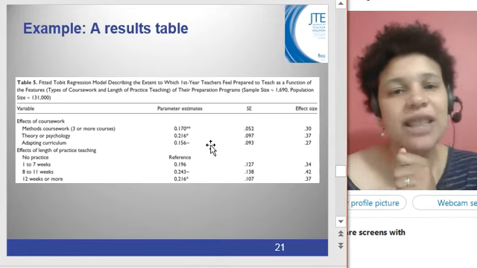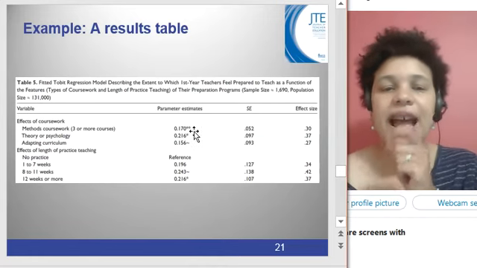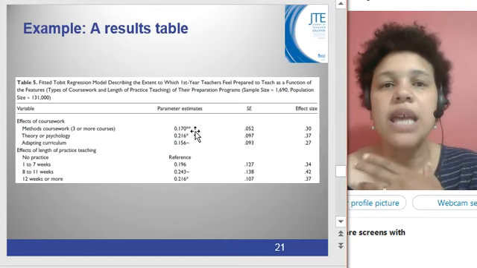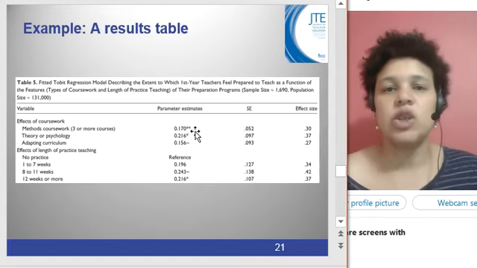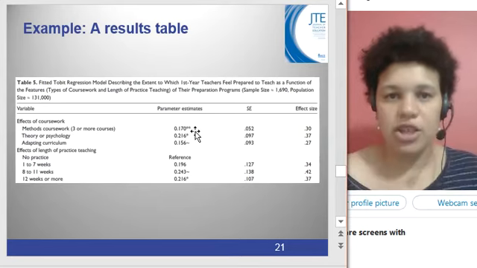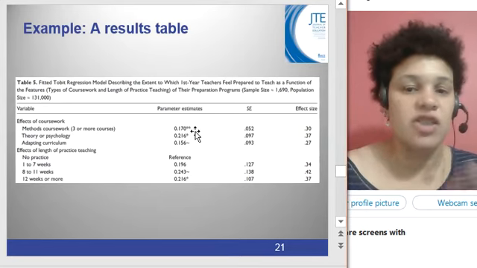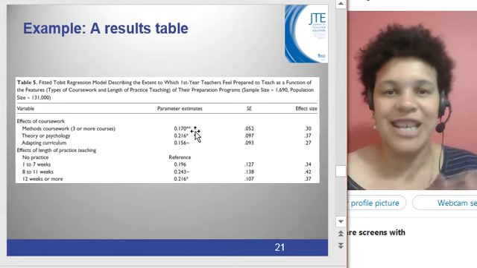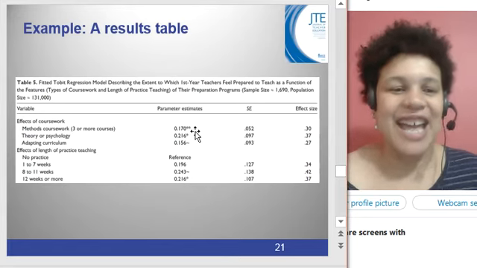And the reason I changed my language a little bit is that the fact that this is statistically significant means that I should be able to generalize to the larger population, teachers in general, not just the teachers in my study, but first year, alternatively certified teachers in general. Okay.